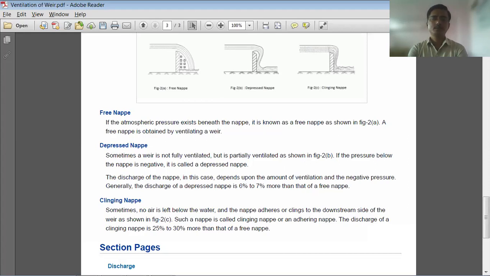Clinging nappe. Sometimes no air is left below the water sheet and the nappe adheres or clings to the downstream side of the weir as shown in figure C. Such a nappe is called as clinging or an adhering nappe. The discharge of the clinging nappe is 25 to 30% more than that of the free nappe.